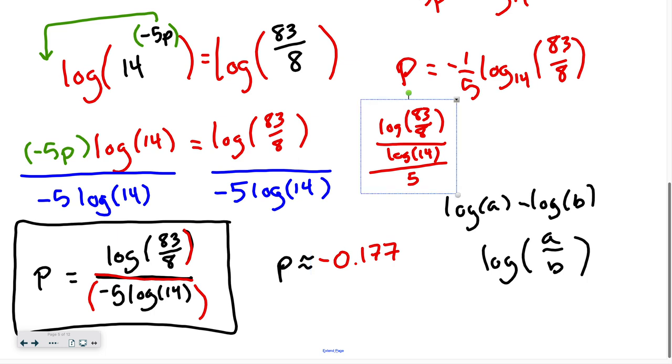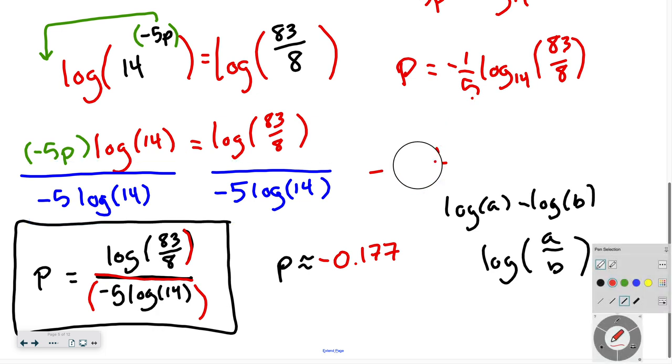Try to avoid doing this here. And again, this property is the quotient property for logs. When it's a log of a fraction, then you can expand it into the difference of two logs. That is not what's happening on the right side here: log of 83/8 divided by log 14. That's not the same property.